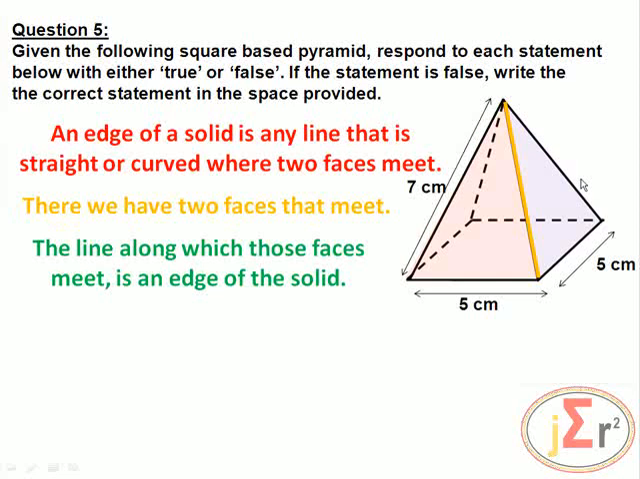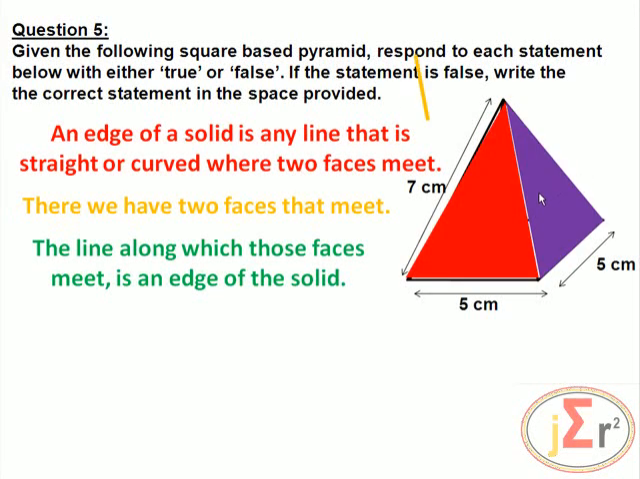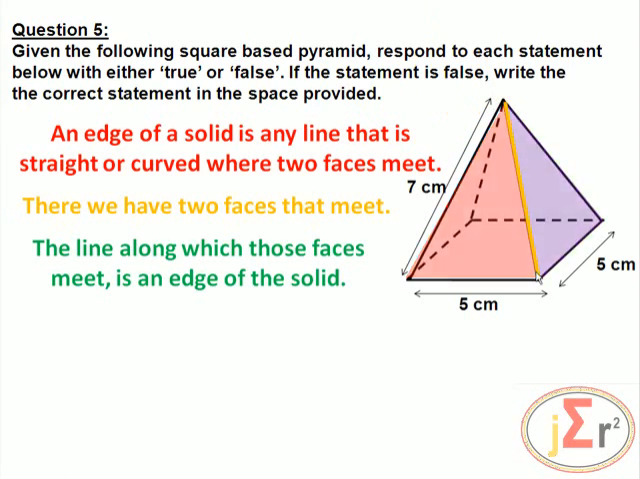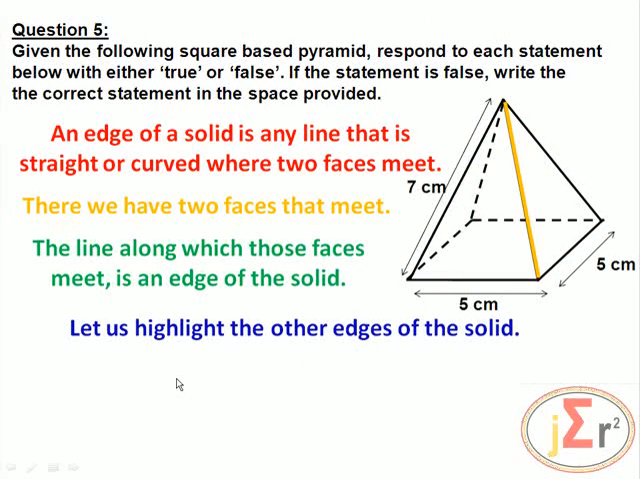The two faces meet along this line. That is an edge of the solid. Now we have removed those faces in order that we might see the other edges. Let us highlight the other edges of the solid. So we are inserting there the other edges of the solid. And at each of those edges, two faces meet.